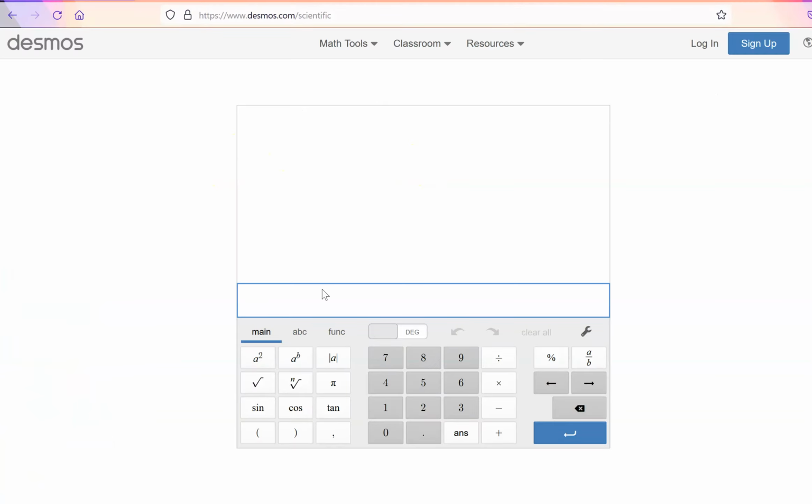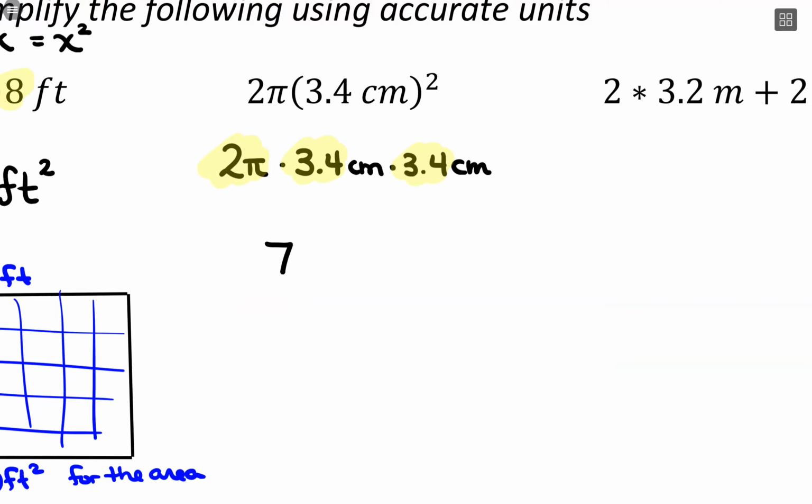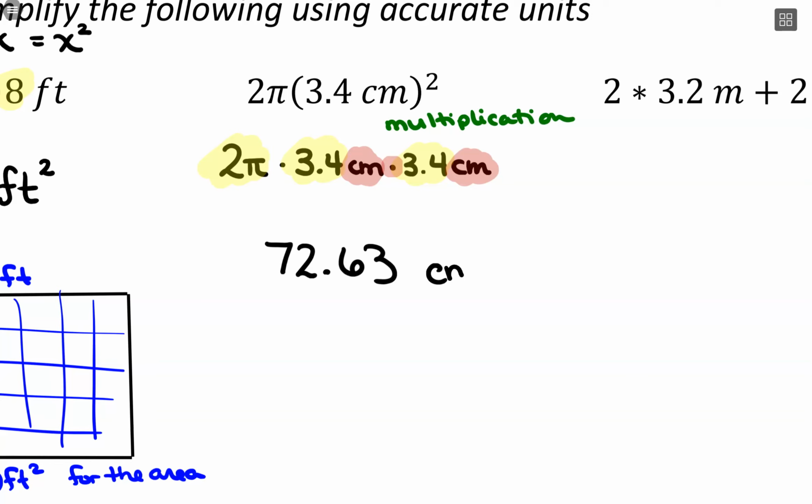Just in case pi comes up, there's a pi button in the calculator here. So we could just go 2 pi times 3.4 times 3.4 to get a number out. I'm just going to round that to 72.63, to 2 decimal places. Now to figure out my units, I have centimeters times centimeters. So it's that same thing as the last one, where this is multiplication. I take the units of centimeters, and since I'm multiplying them to themselves twice, it would be squared. And that would be our answer.